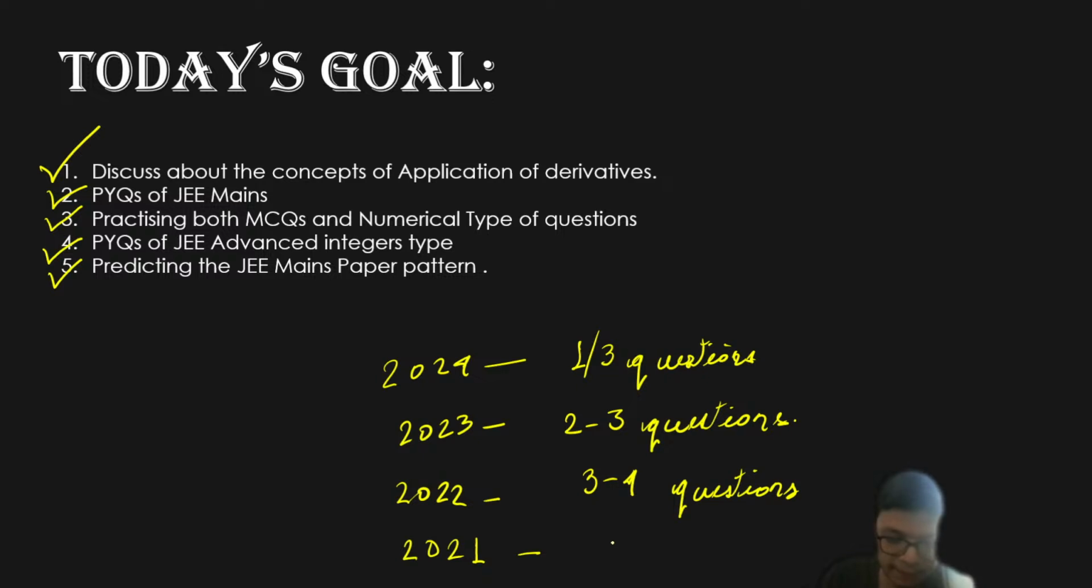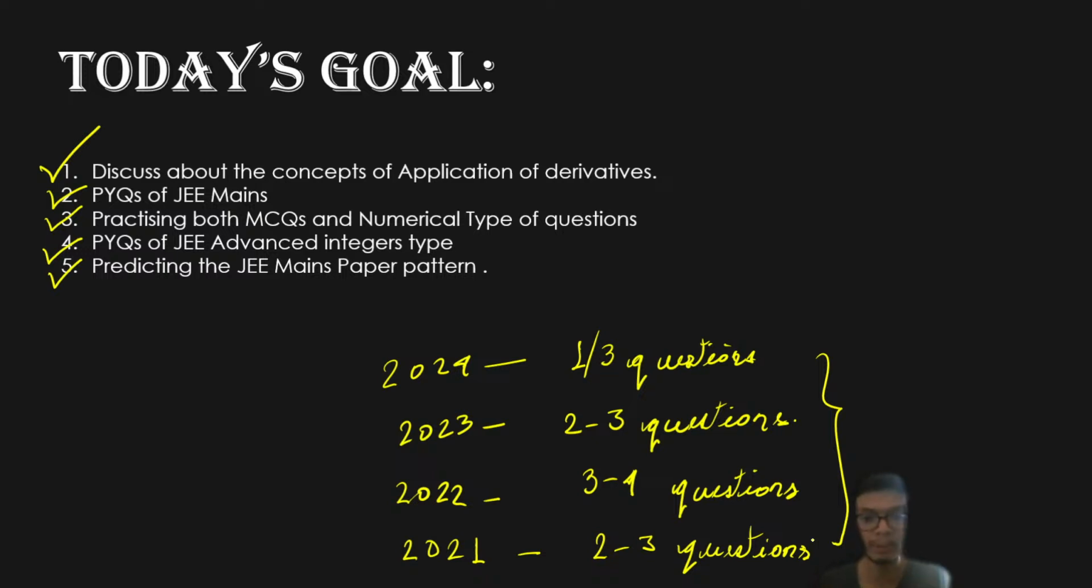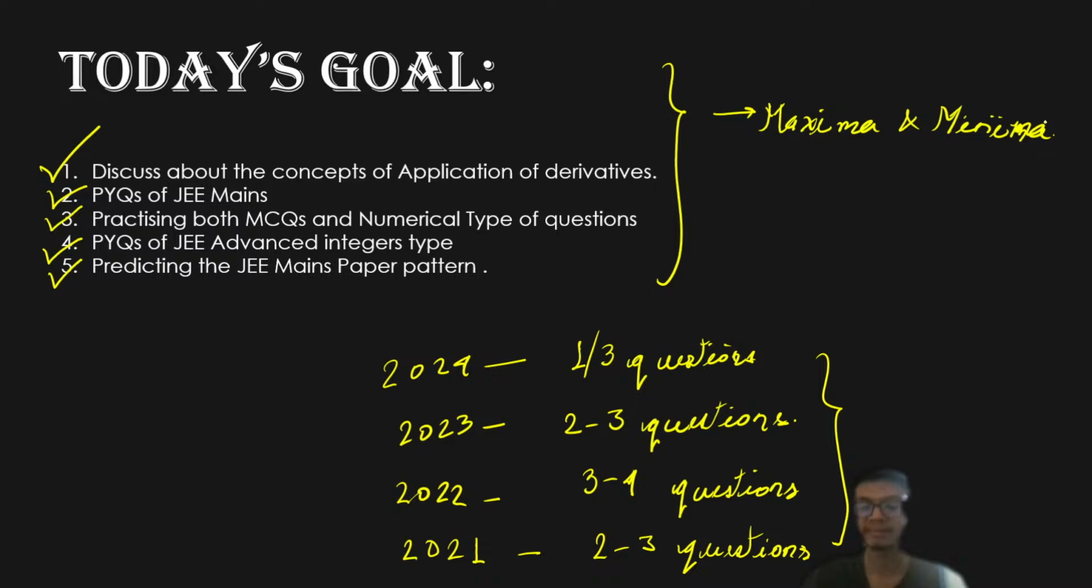And in 2021, if you look at the pattern, again it was 2 to 3 questions. So this gives you a much broader idea that this particular chapter is really important. Now, especially in this chapter, if you have to focus on the most important topics, I would say those are maxima and minima. The next topic that you need to prepare clearly is tangents and normals. And then there are a lot of miscellaneous topics that can be framed from this chapter.